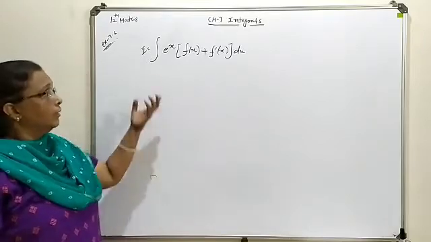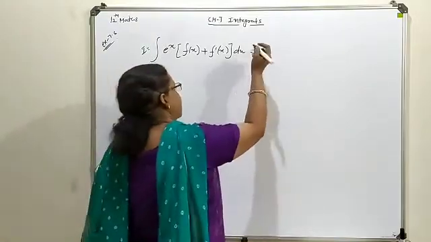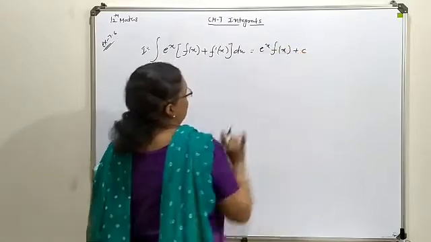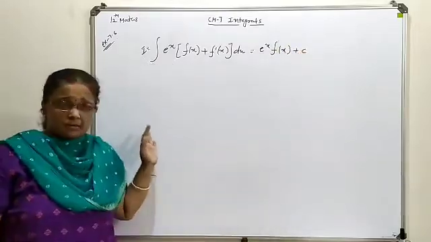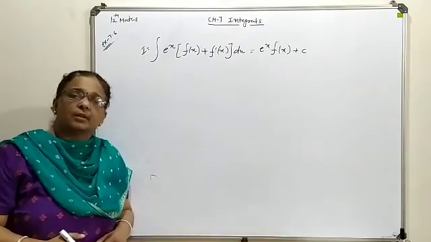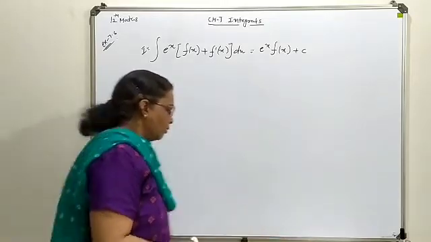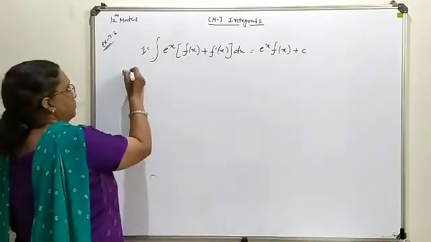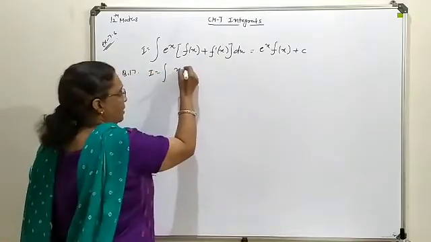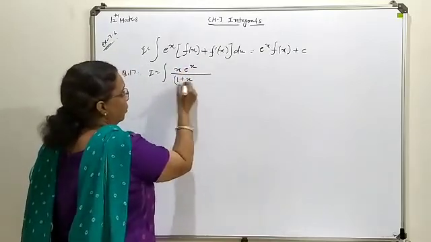So if your question turns into this form, then you can write the final answer without writing any assumption, as e power x f x plus constant. So based on this formula, from now onwards we are going to attempt some questions. For that purpose, I am going to attempt question number 17, in which your question is x e power x upon 1 plus x whole square.